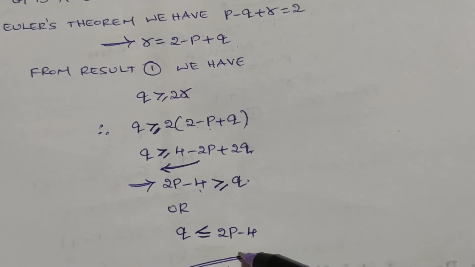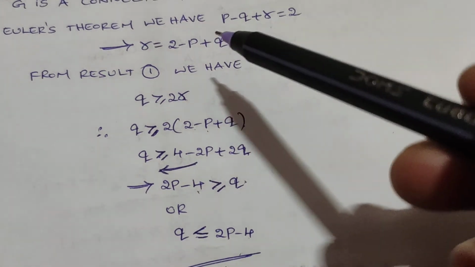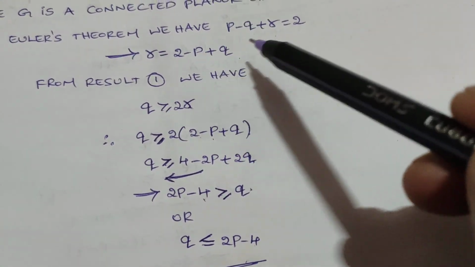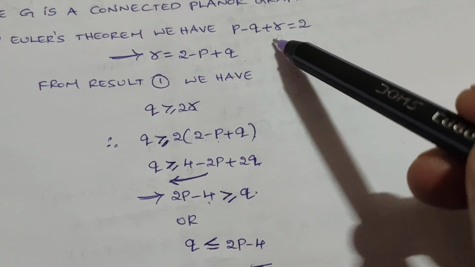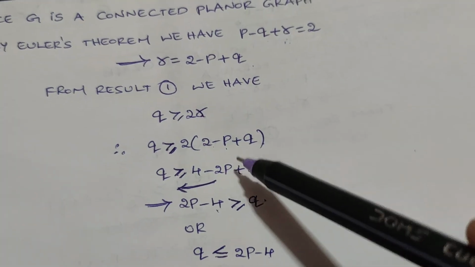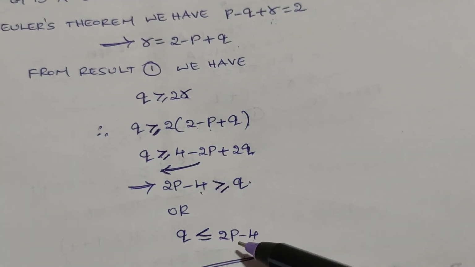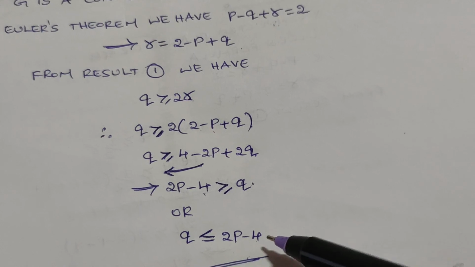This is the method of proving the second result. For proving the second result, from Euler's formula, consider the value of R and substitute in result 1, so we observe that Q must be less than or equal to 2P minus 4.